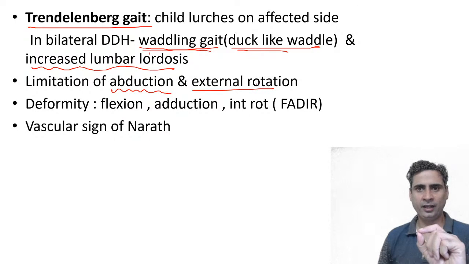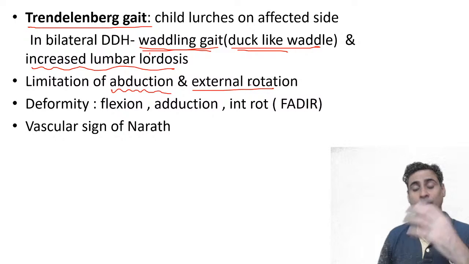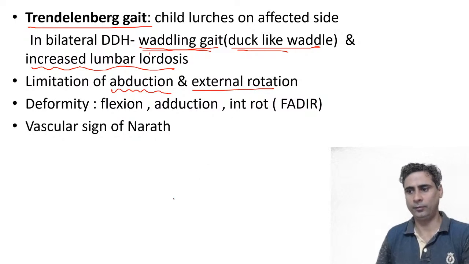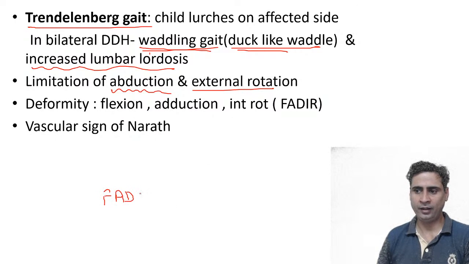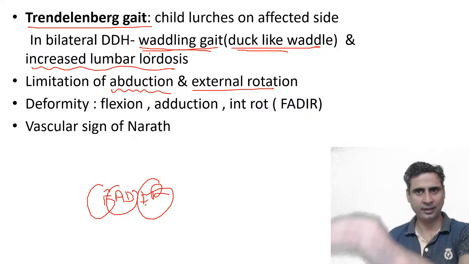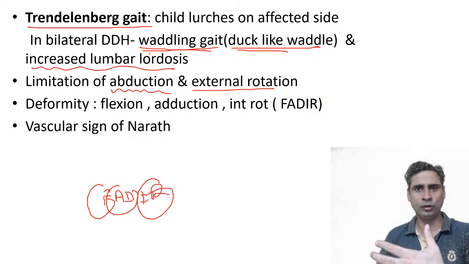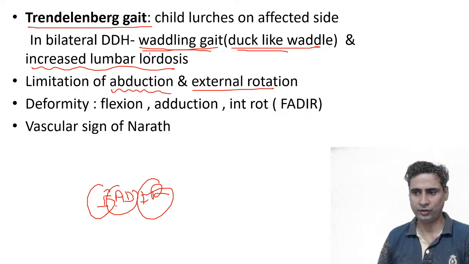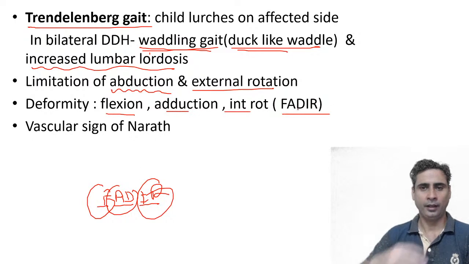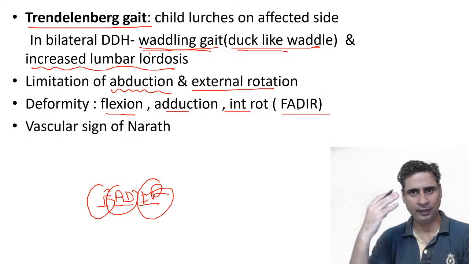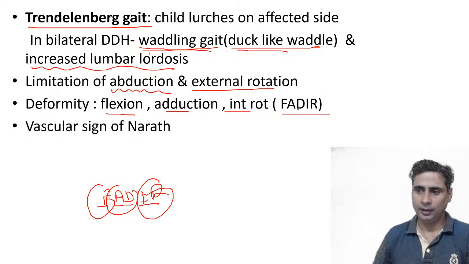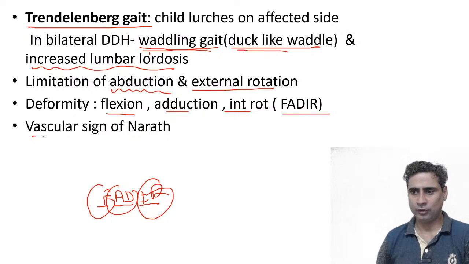We are going to read that in traumatic posterior dislocation of hip, where you will find FADIR deformity: flexion, adduction, internal rotation. This congenital dislocation is also posterior dislocation. So here also you will find FADIR deformity. In traumatic posterior dislocation there may also be a positive vascular sign of Narath.